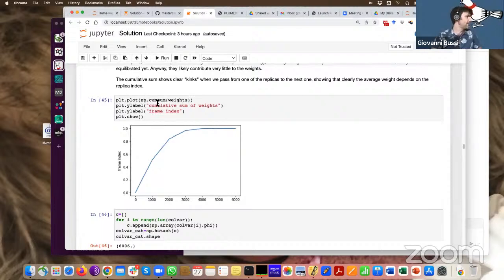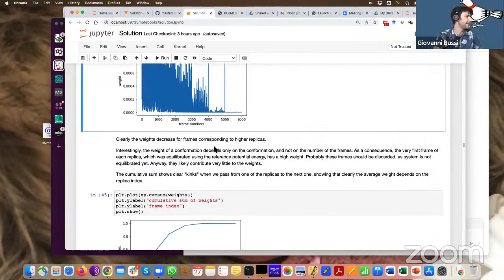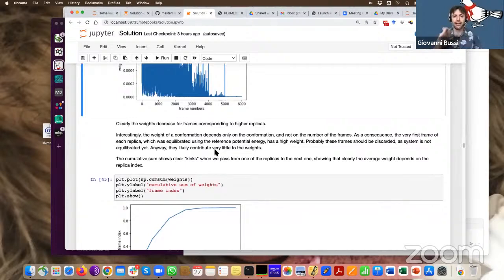Another thing that you can do here is plot the cumulative sum of the weights. The slope of this cumulative sum is like doing an average with windows. So you see clearly that there are these kinks. Clearly the average of the weights in this part of the concatenated trajectory is higher than here, is higher than here, and so on. So you can see from here where the jump between one trajectory and the next one is. The weight is systematically decreasing as you go from one trajectory to the next one.